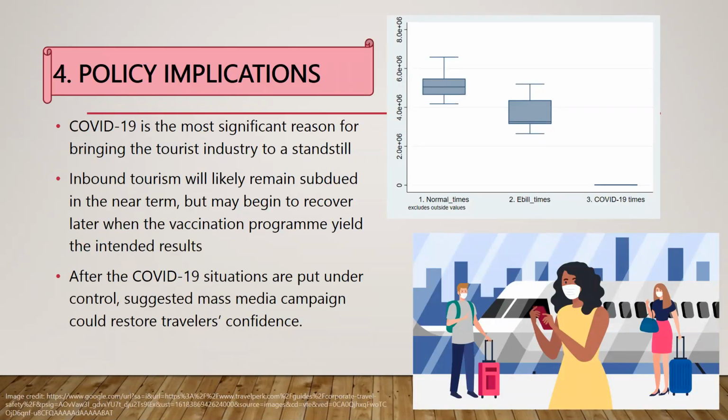And if we look at the box plot, we can see that in 3 COVID-19 times, the box is really flat and also located at the very bottom. So we can conclude the policy implications are that COVID-19 is the most significant reason for bringing the tourist industry to a standstill. Inbound tourism will likely remain subdued in the near term, but may begin to recover later when the vaccination program yields the intended results.